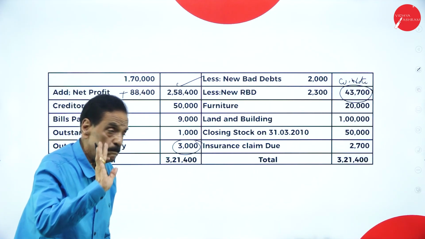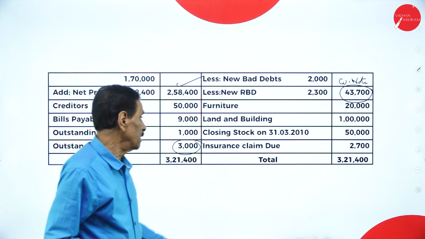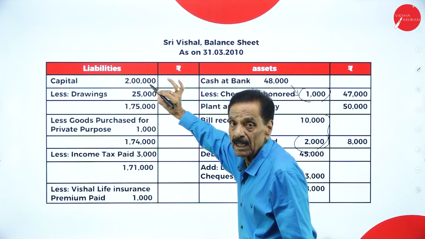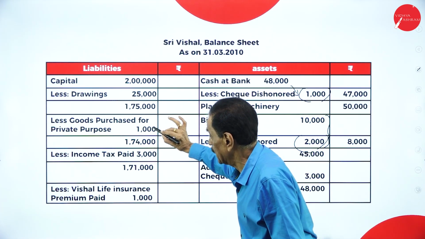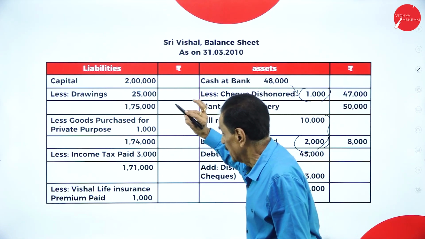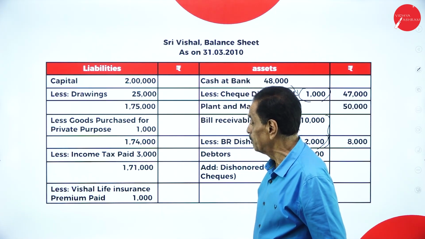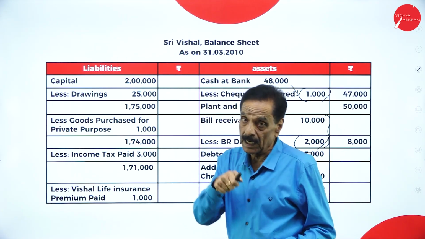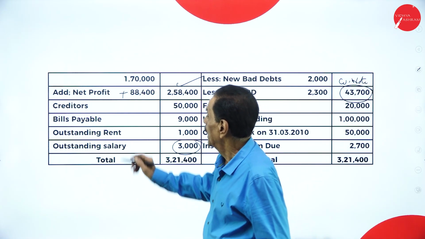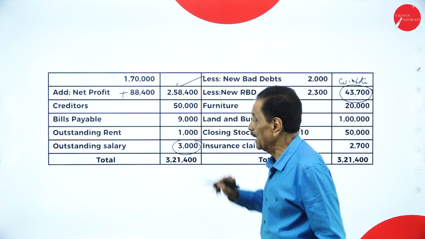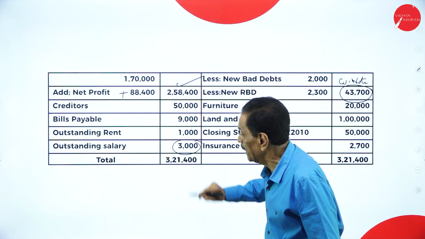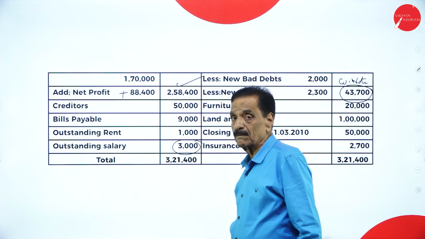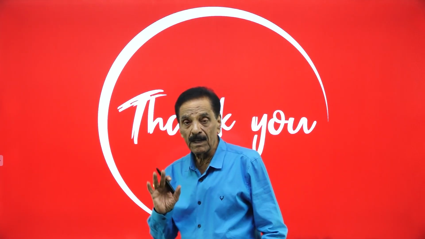Furniture is aside. Building is aside. Closing stock. This is due from the insurance company. Here, capital less drawing, less personal purchase of goods, drawing, less income tax purely personal, less Vishal life insurance. If it's only insurance, that goes to business; life insurance is purely personal. Add net profit. Creditor is a liability, bills payable you have to pay, outstanding rent directly comes on the liability side, the outstanding salary is zero. It's a good problem. You must be very careful about this.